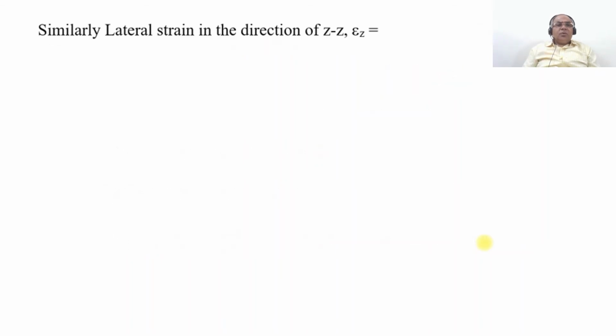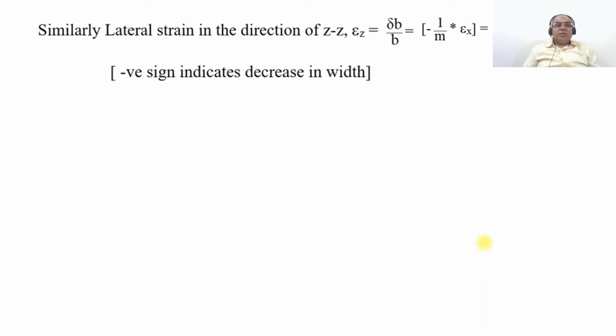Similarly, what is the lateral strain in the direction of ZZ? Epsilon Z will be equal to delta B by B, that is, minus 1 by M into epsilon X, so minus 1 by M into sigma by E. The negative sign indicates a decrease in width. Similarly, epsilon V will be equal to sigma by E minus sigma by M into E minus sigma by M into E. Taking sigma by E as the common factor, we get 1 minus 2 by M.